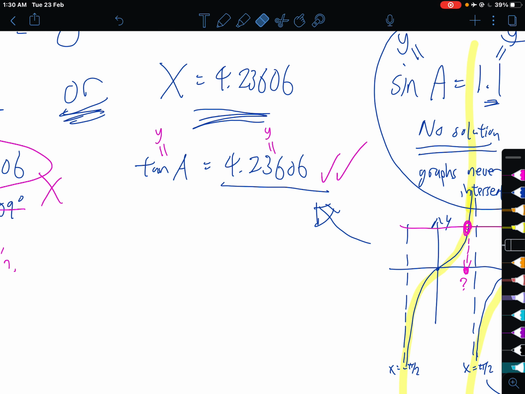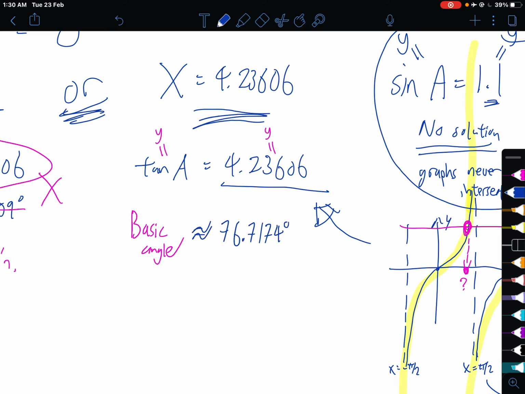Okay, so now in this case, we try to find the basic angle. Again, you will just type in your calculator tangent inverse of, what is it this time? 4.23606. And what do you get as the angle? I got 76.7174 degrees. But of course, this is an approximation. It's not exact. We never write down everything.